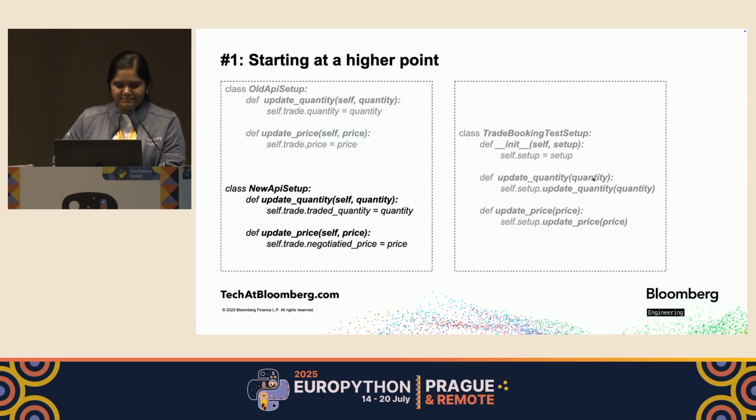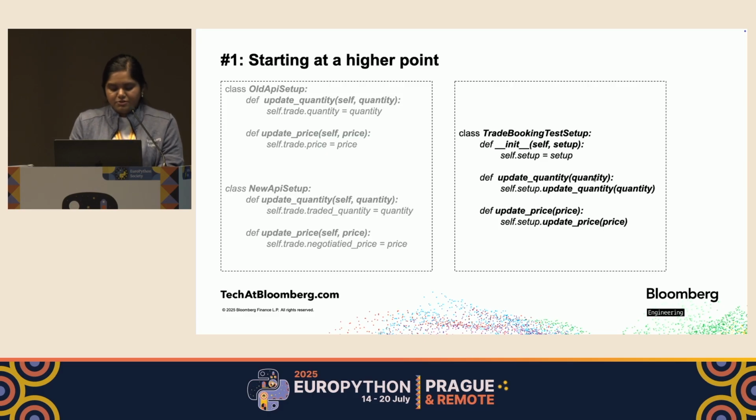But if you look at the left side, to unify the interfaces for both the APIs, we introduce the swapper class, trade booking test setup. It takes either old API setup or new API setup and forwards the method calls like update quantity and update price. This means that our test logic does not need to care which API it's interacting with. It only talks to a single and consistent interface.